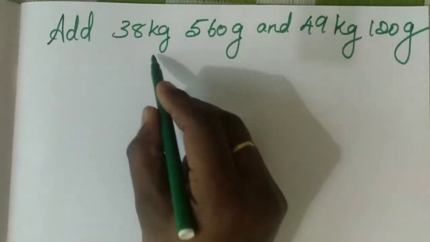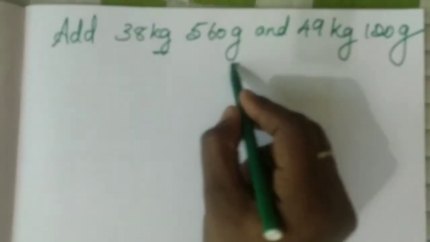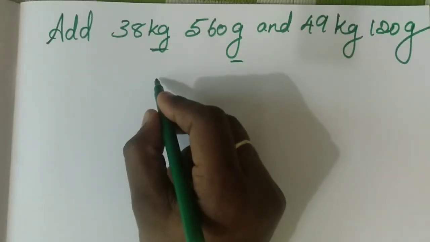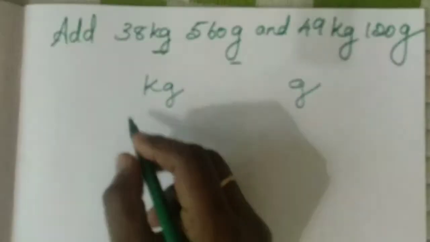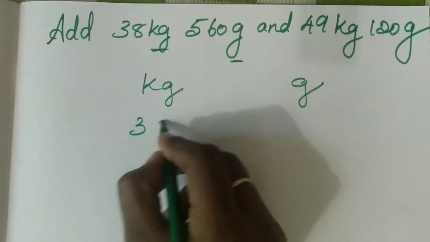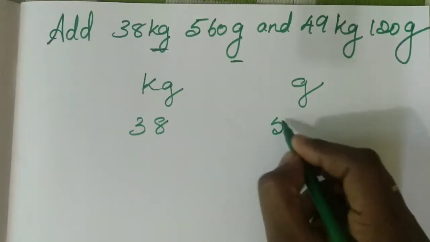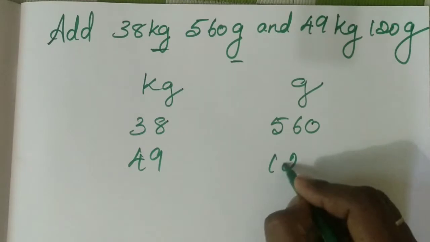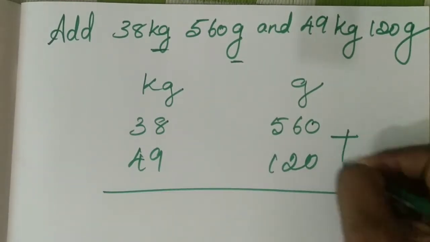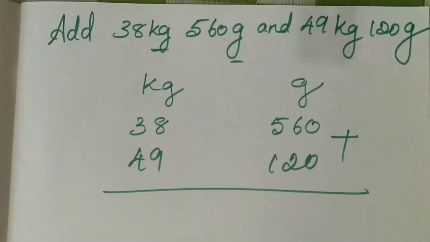So we have to write the units kg and gram. First we have 38 kg and 560 gram, and here 49 kg 120 gram. Add, so use the plus symbol.